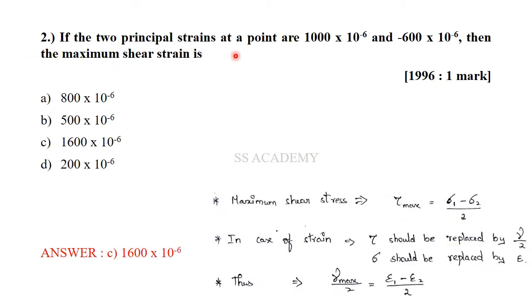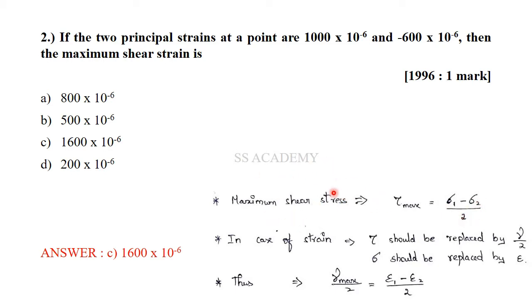If the two principal strains at a point are 1000 into 10 power minus 6 and minus 600 into 10 power minus 6, then the maximum shear strain is, generally strains don't have any dimension. They have asked for the maximum shear strain by giving the principal strains. We know the way to calculate maximum shear stress from the principal stresses, which is tau max is equal to (sigma 1 minus sigma 2) by 2. Major principal stress minus minor principal stress divided by 2 gives the maximum shear stress.